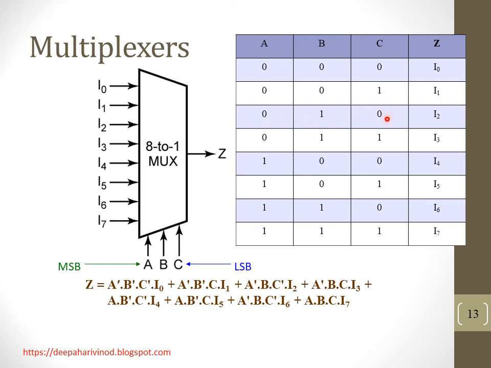A bar B C bar into I2, plus A bar B C into I3, plus A B bar C bar into I4, plus A B bar C into I5, plus A B C bar into I6, plus A B C into I7. This will be the equation for the output Z in the multiplexer.